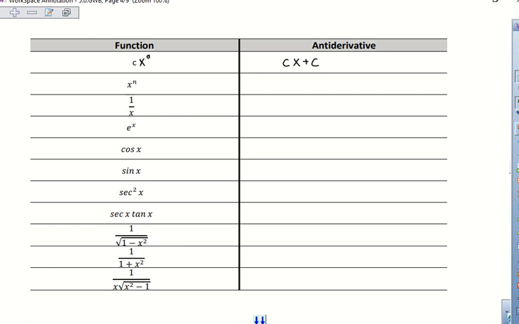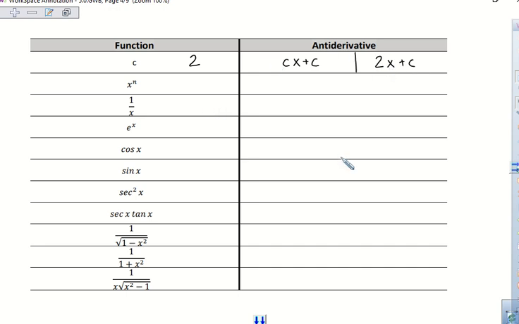Wait, why is there an implied x then? Just to help you understand why it becomes cx. So like, what's the antiderivative of 2? 2x plus c, right? Because what's the derivative of 2x? 2. You see how you're going backwards?